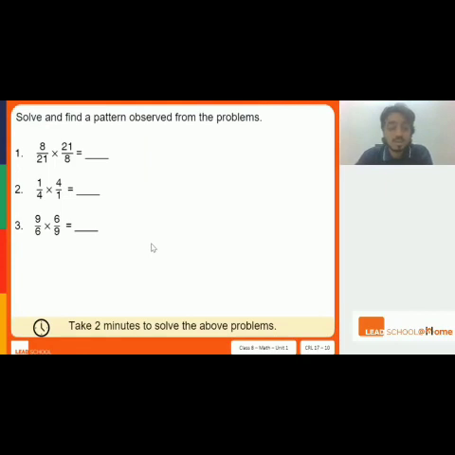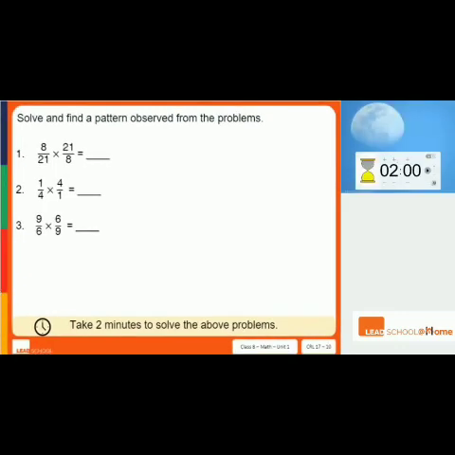Now solve these 3 questions in your notebooks and see if there is a pattern in these questions. I am counting from 1 to 5. Open your notebooks now. 1, 2, 3, 4 and 5. So you will have 2 minutes to solve this. Okay, and your time starts now.